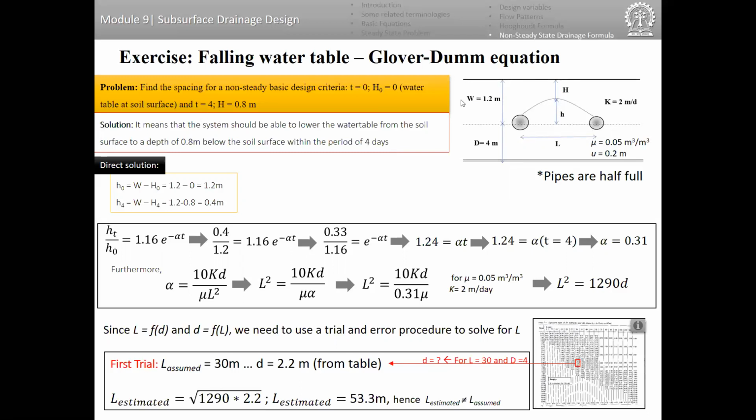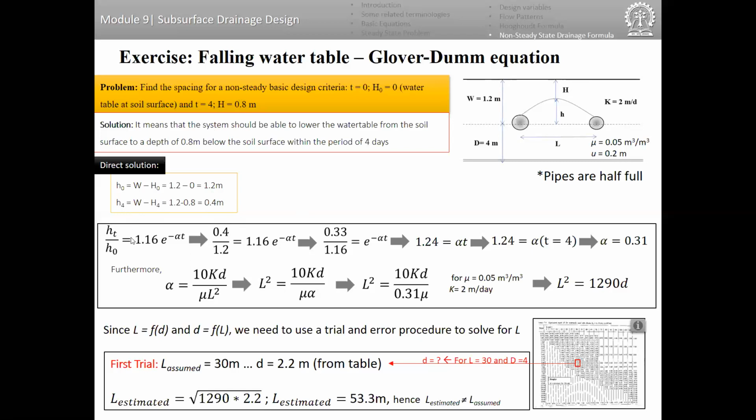Based on that, we can calculate the water table height at mid spacing, h0. So h0 will be 1.2 minus 0. The water table will be initially here, and after 4 days it has come here. So 1.2 minus this h is equal to 0.8, so 1.2 minus 0.8 is equal to 0.4. So initial h0 is 1.2, final h4 should be 0.4. So these are the conditions given.